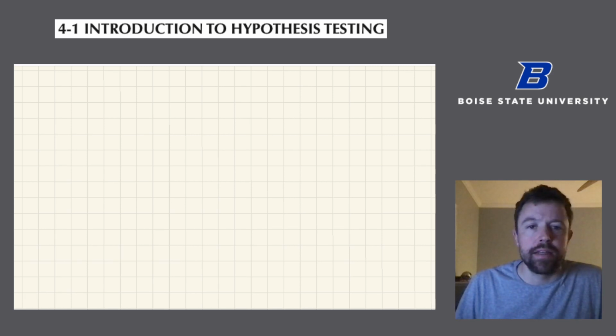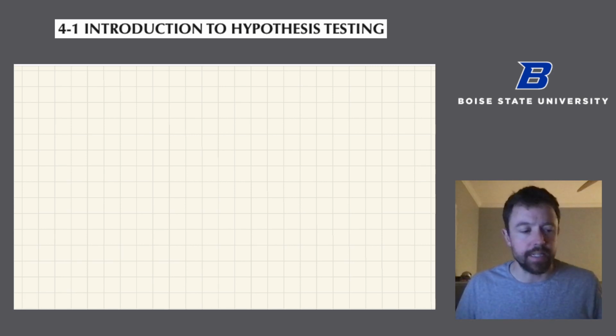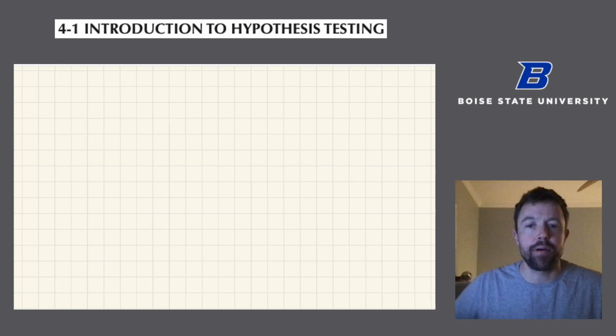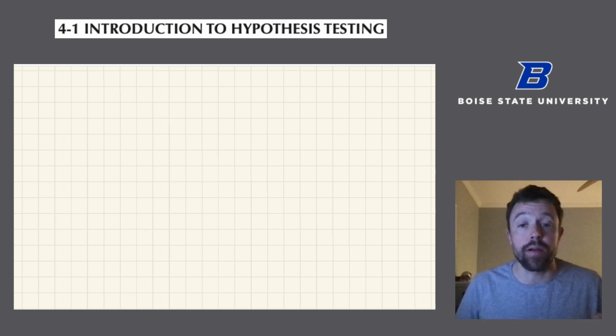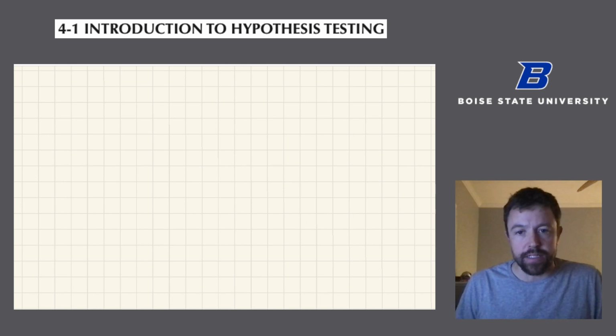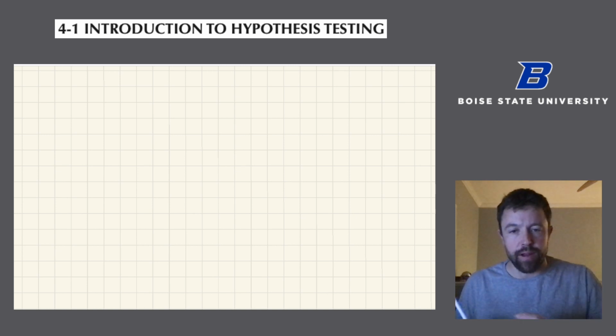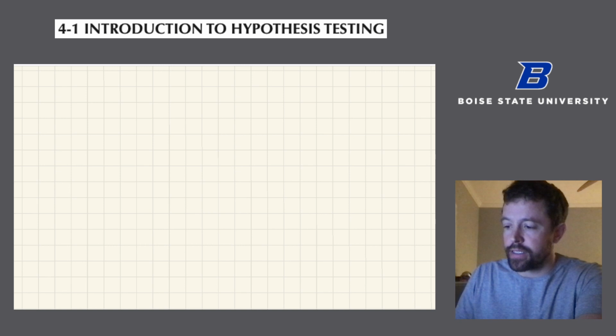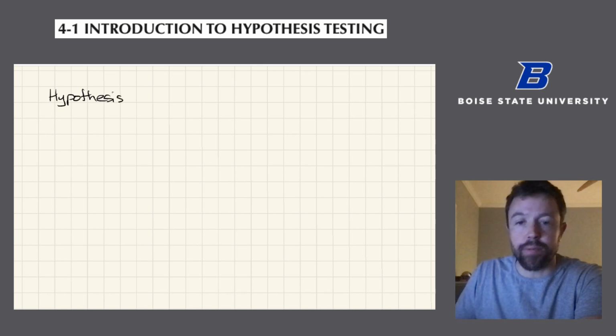Section 4.1 is Introduction to Hypothesis Testing, and it really is an introduction to all hypothesis testing. This section focuses on hypothesis testing for a population mean, but hypothesis testing is something we'll do in various contexts throughout the course. The whole idea of a hypothesis test, and this is the most fundamental thing to understand, is that hypothesis tests answer yes/no questions about populations.